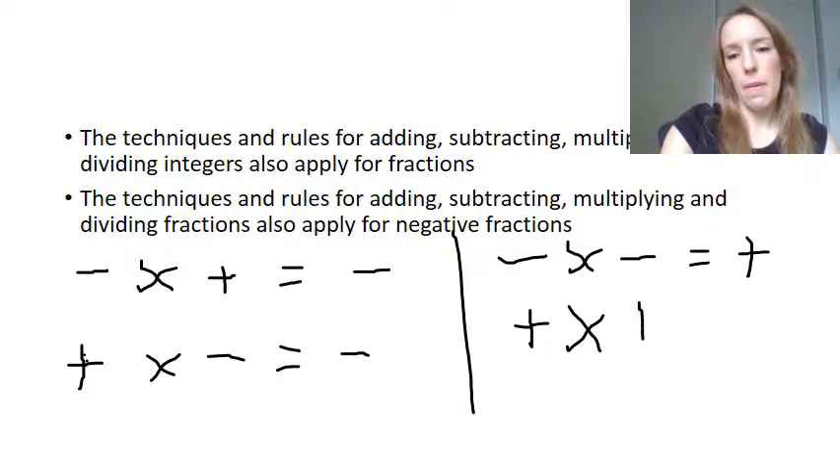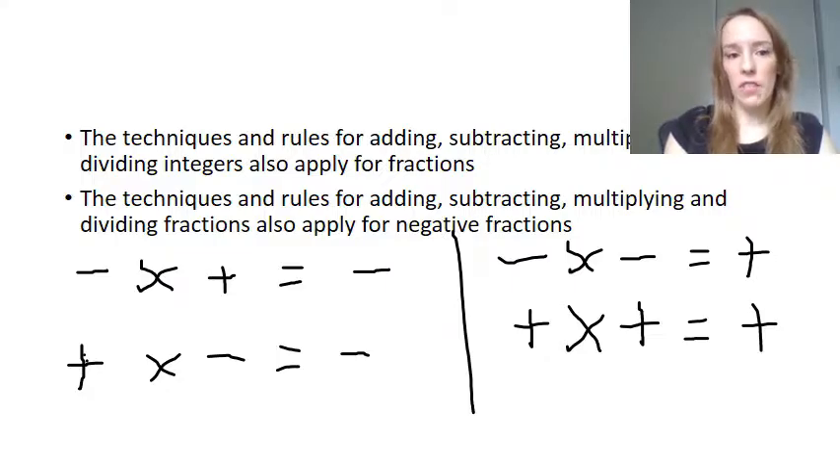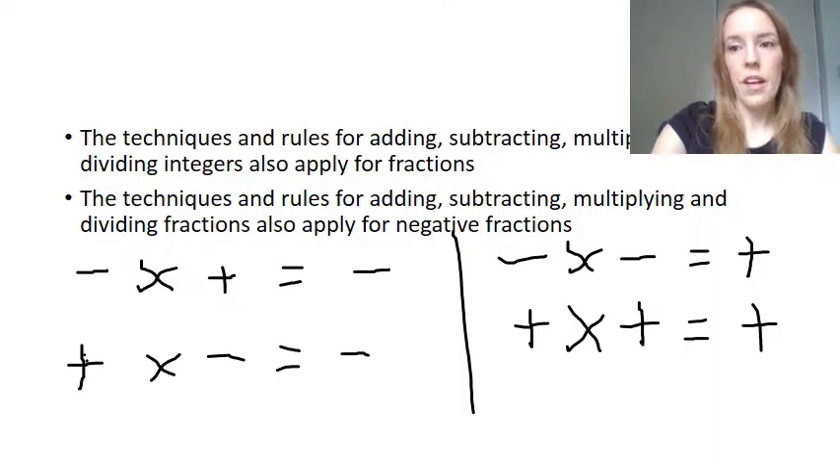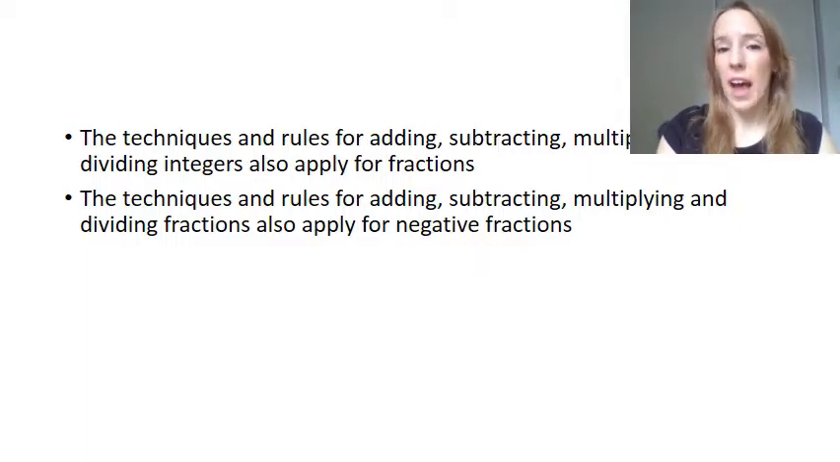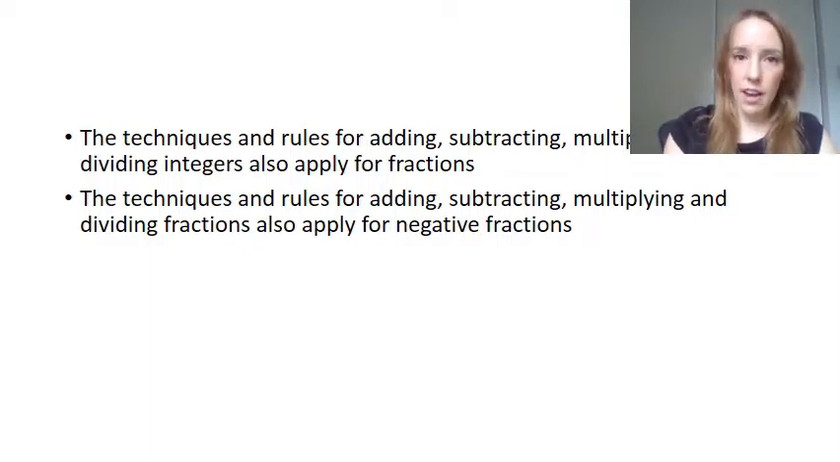Positive multiplied by positive equals a positive. So it's the same rule. So if the signs are the same, so if they're both negatives or both positives, your answer will be positive. If the signs are different, so one's a negative and one's a positive, your answer will be negative. And obviously all those rules also hold for division. The same rules, as I said, apply for adding and subtracting. So if you're adding a negative, it's kind of the same as doing subtraction, or if you're taking a negative, it's kind of the same as doing addition. So all those rules still apply when we're dealing with negative fractions.